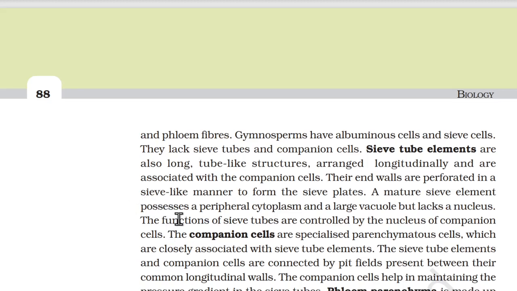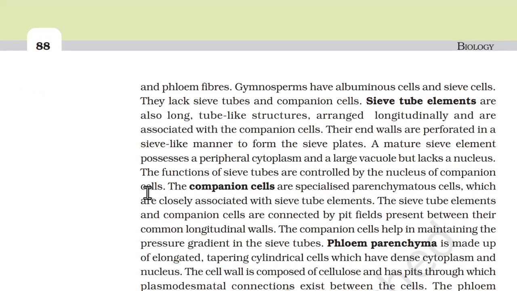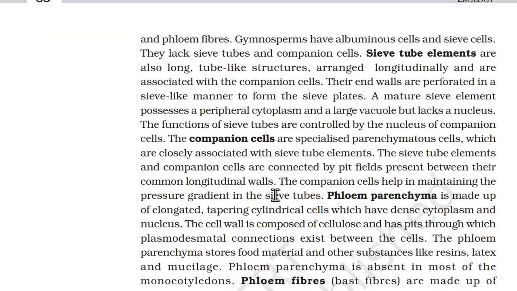A mature sieve element possesses a peripheral cytoplasm and a large vacuole but lacks a nucleus. The functions of sieve tubes are controlled by the nucleus of the companion cells. The companion cells are specialized parenchymatous cells which are closely associated with the sieve tube elements. The sieve tube element and companion cell are connected by pit fields present between their common longitudinal wall. The companion cell helps in maintaining the pressure gradient in the sieve tube.